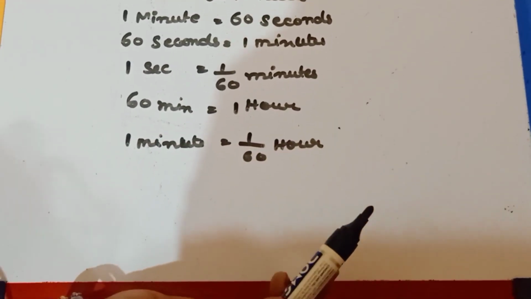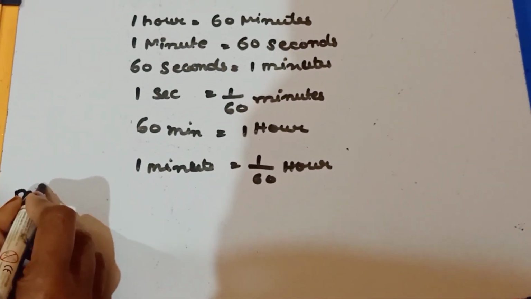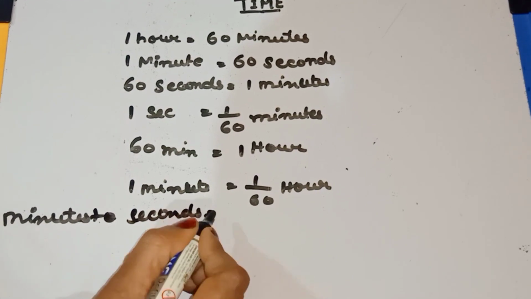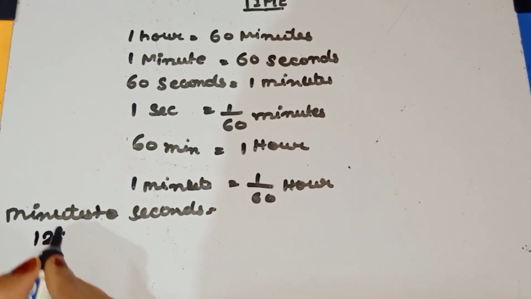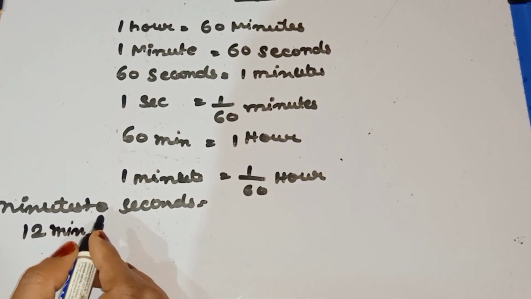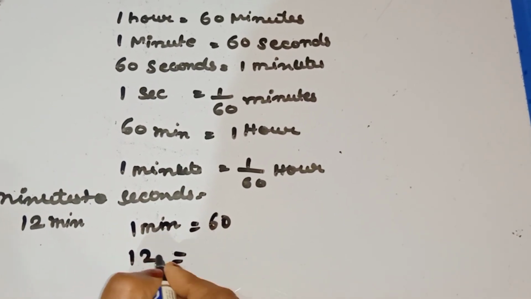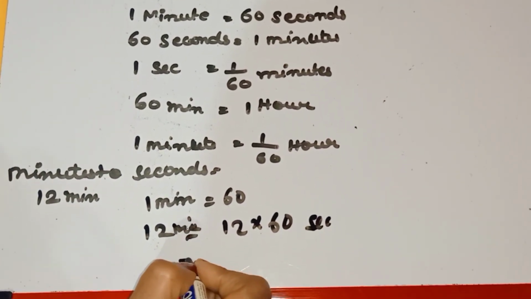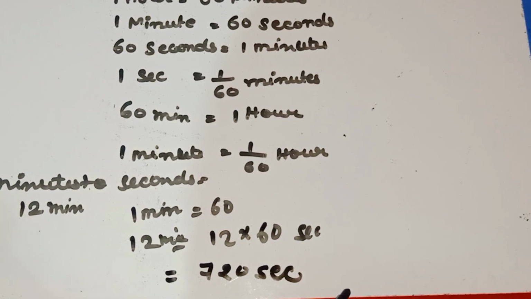Okay, so today we learn how we can change minutes into seconds. The changing process of minutes to seconds: how can we change? Look carefully. Suppose one number is given, 12 minutes, and we change it into seconds. First we write like this: 1 minute is equal to 60 seconds. So 12 minutes is equal to 12 into 60 seconds. So 720 seconds. Is it clear? Okay.